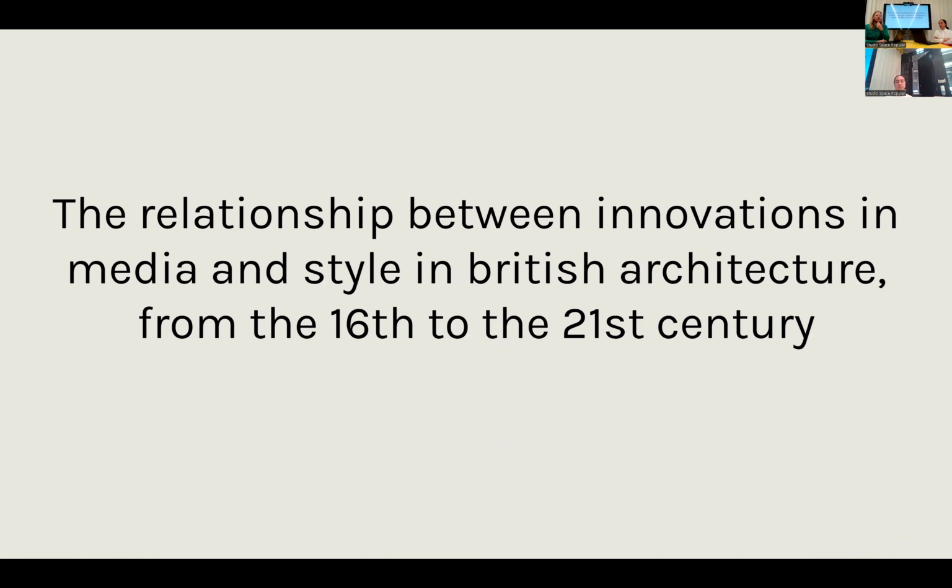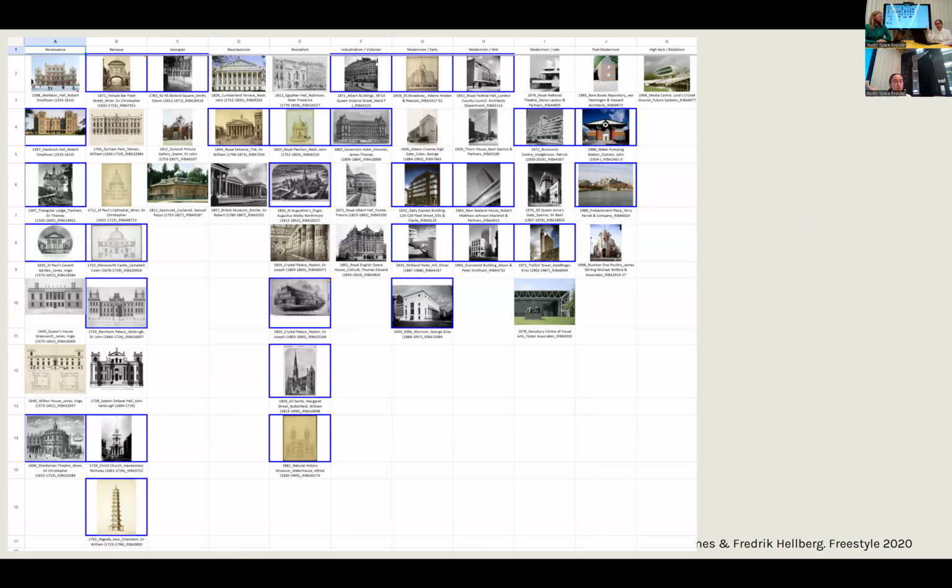The project was an archival research-based project that looked at the relationship between style in British architecture and the evolution of media over a period of 500 years. Our hypothesis was that they are intricately linked in some way, and we wanted to find out how. The reason for British architecture is because it's the archive we were working with. We were living in London at the time, and that's the archive we had access to. And style is based on location, even today, even with global media today.